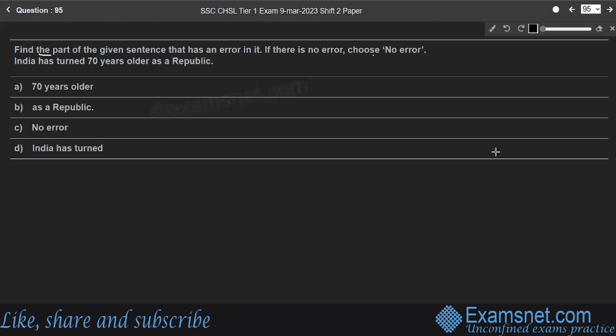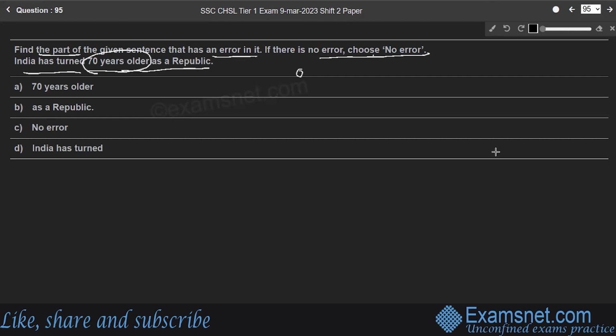Question 95. Find the part of the given sentence that has an error in it. If there is no error, choose no error. The sentence is, India has turned 70 years older as a republic. Here the error part is 70 years older. The phrase 70 years older is not appropriate in this context.